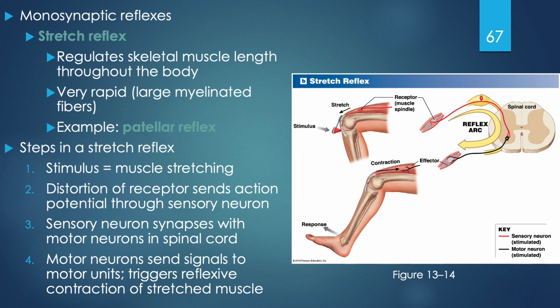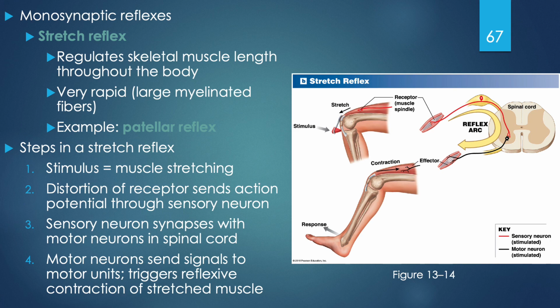Now keep in mind that monosynaptic reflexes have a single synapse. So a single sensory neuron is going to synapse on a single motor neuron, and that's it. There are only two neurons involved in a monosynaptic reflex. In the image on the right, you can see that the hammer is hitting the patellar tendon, which is going to pull the muscle, and so it stretches it out. So the stimulus is the muscle stretching.